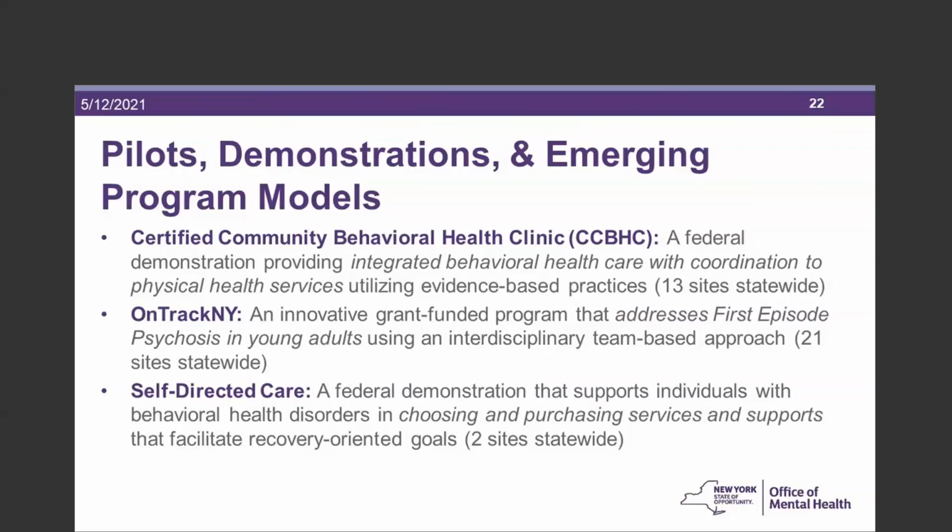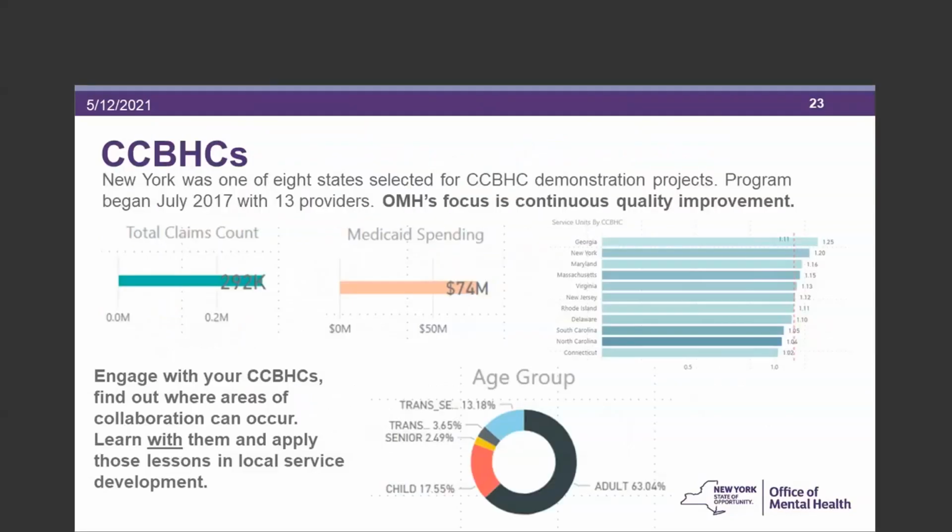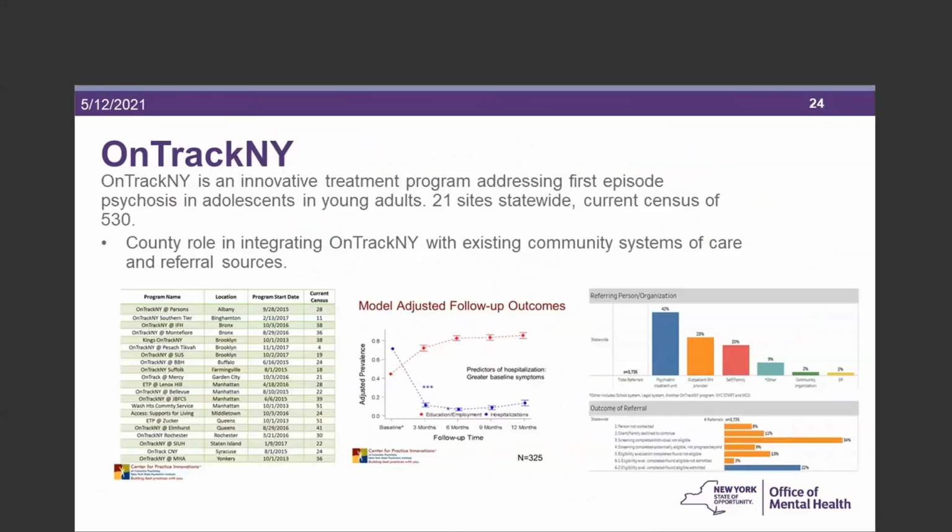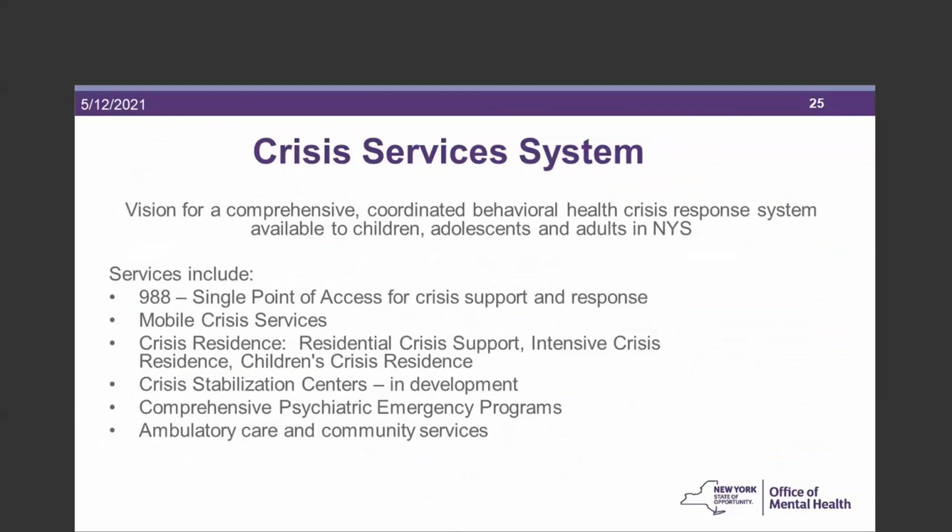Untracked New York, also some demonstrations across the state focused on young adults who are entering their first episode of psychosis. A team-based approach that offers clinic services as well as rehab and peer supports. And self-directed care, also a federal demonstration supporting individuals with their behavioral health disorders using their own Medicaid dollars to choose services and supports that work for them. And there are currently 2 sites statewide, and we can go through these. You can skip this one, and I want to say the next couple. Yep, these are kind of just here for your information on those new services.